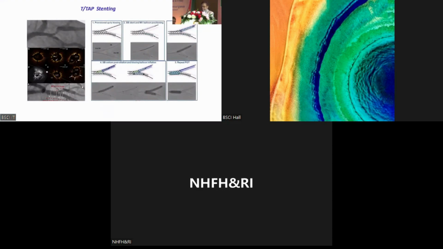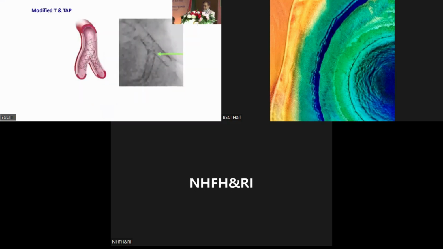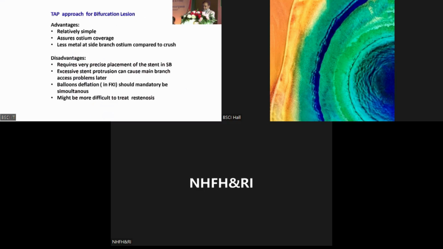This is the TAP technique. I do not want to go through every step. I would like to tell the basic important things. What are the advantages of TAP? It is relatively simple, assures ostial coverage, and leaves less metal at the side branch ostium compared to any type of crush. The disadvantage is that it requires very precise placement of the stent in the side branch. Excessive stent protrusion causes main branch access problems later, and balloon deflation in the final kissing balloon inflation should be mandatorily simultaneous.